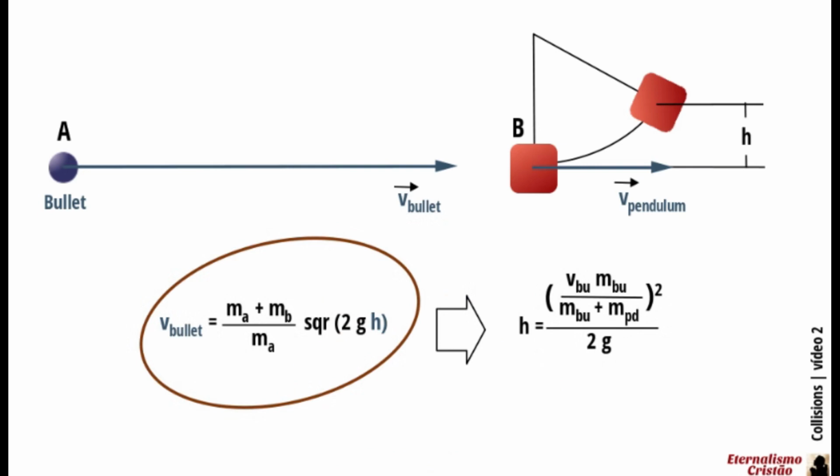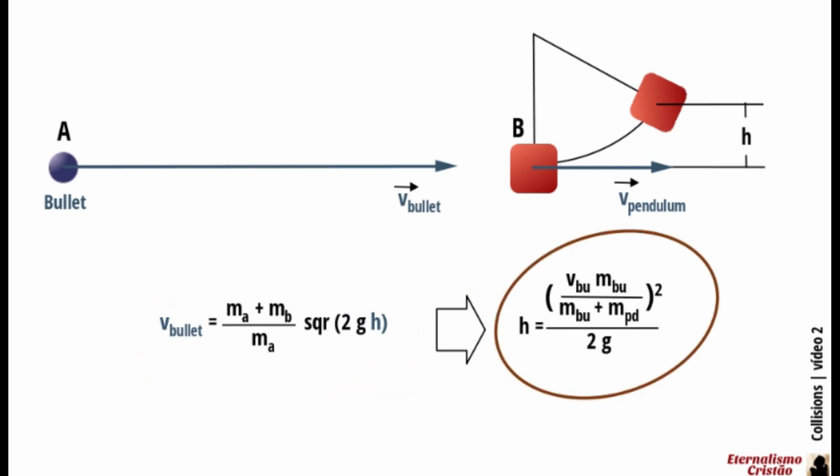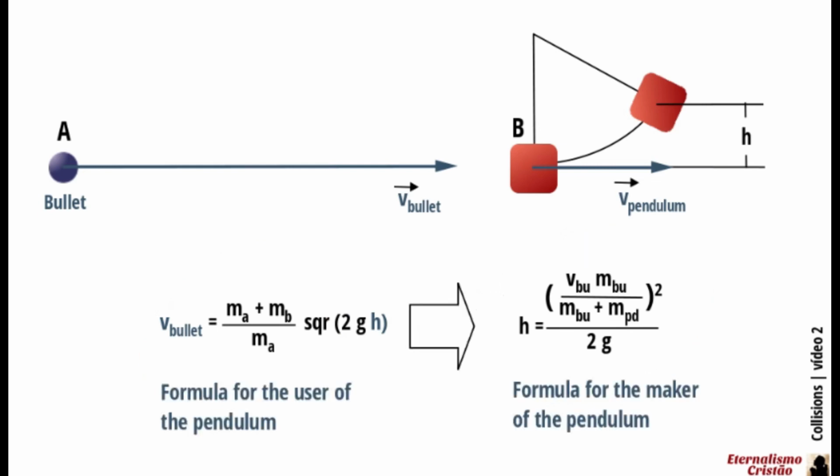Now, let's deduce the maximum height of the pendulum from the mass of both bodies and the velocity of the bullet. Both formulas are useful in their own way.